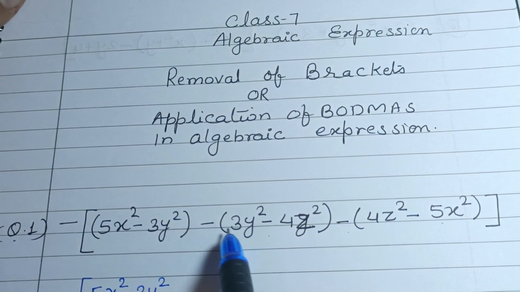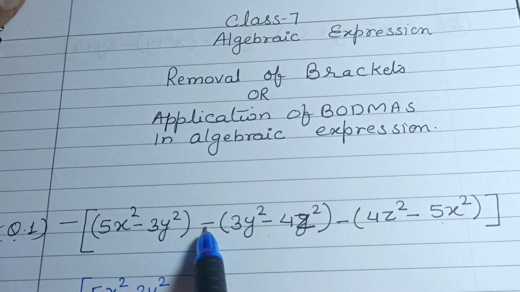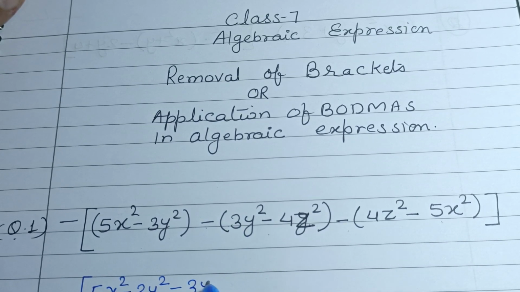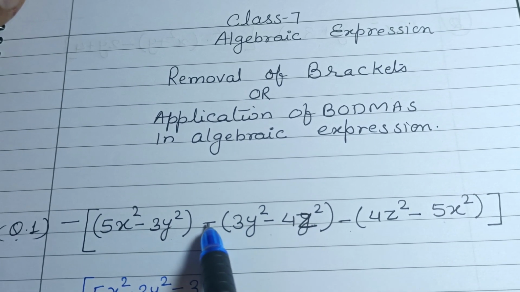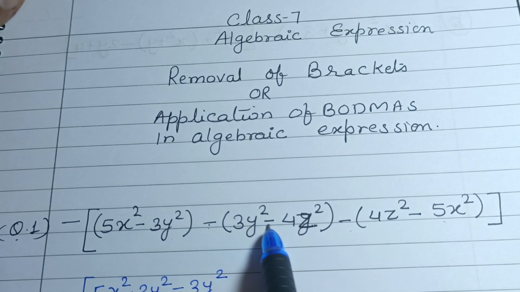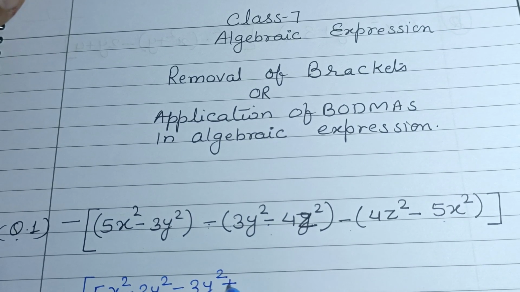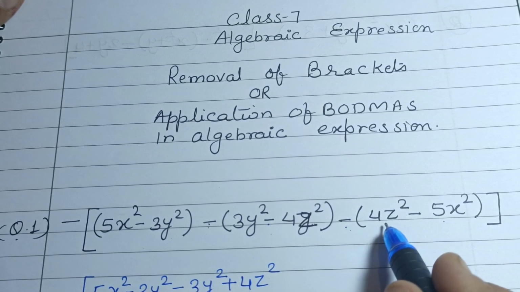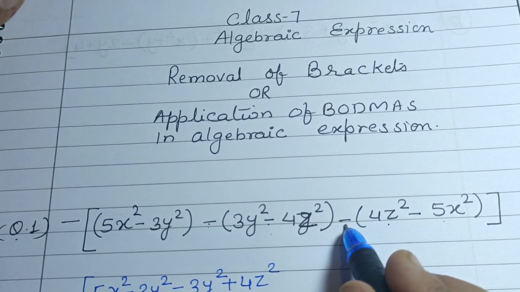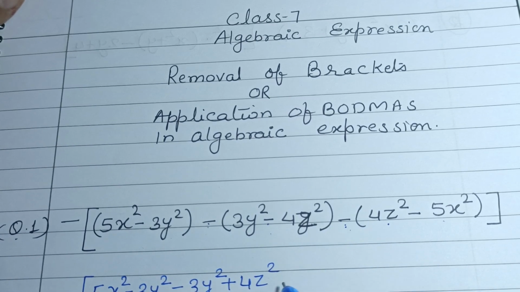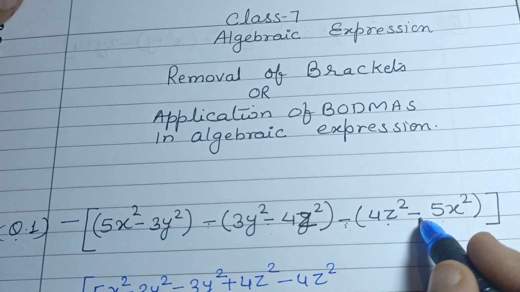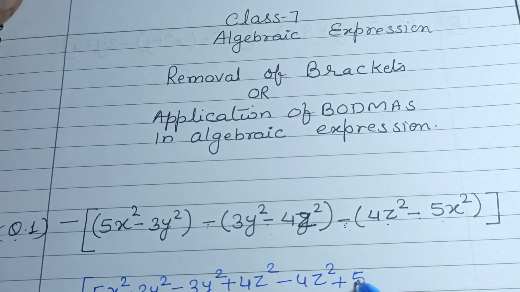Now before this bracket this is the minus sign, so minus multiplied with this plus, it will become minus 3y square. Now this minus sign will multiply with this minus sign, it will become plus 4z square. Now minus sign is before 4z square, it will become minus 4z square. Now minus into minus, it will become plus.